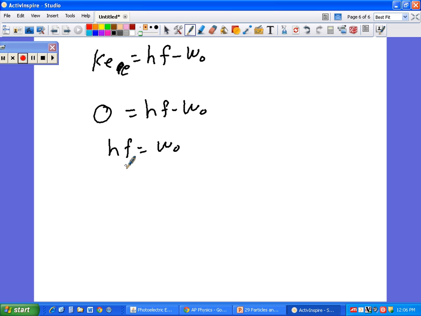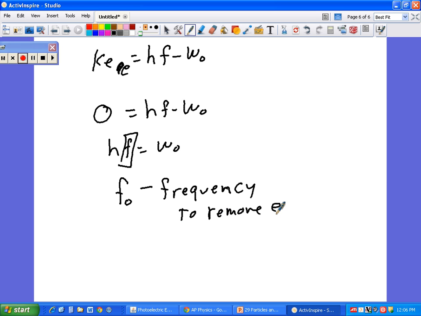This is a special f now, that we're going to call f naught, where f naught is the frequency to remove an electron. So f naught is the minimum frequency needed to remove the electron from the metal. Because your work function is different for different metals, the frequency f naught will be different for different metals. However, for the same metal, that frequency will always be the same.